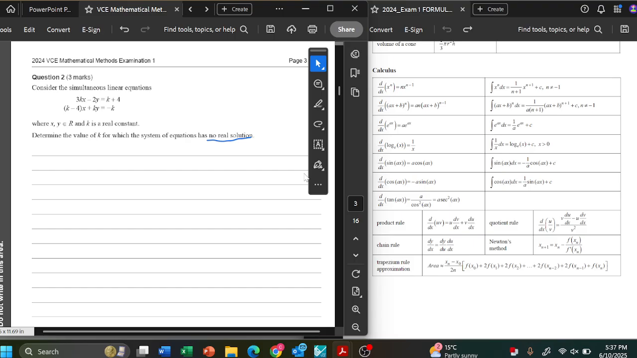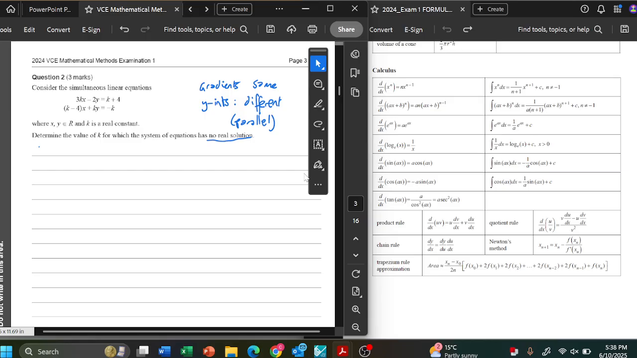So as soon as you see that no real solution, and we see we've got linear equations over here, remember a linear equation is just a straight line. So if the system has no real solutions, what are the geometric interpretations of that? What it means is the gradients are the same and the y-intercepts are different, right? Because the two lines are parallel to one another. So effectively what this question's asking us is, what's the value of k such that these two equations come out to have the same gradient and different y-intercepts?